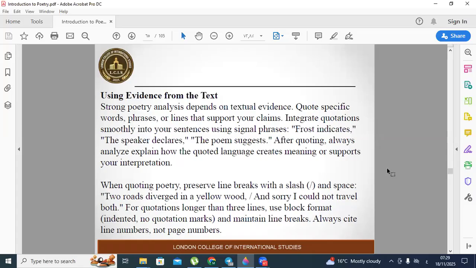When quoting poetry, preserve line breaks with a slash and space. "Two roads diverged in a yellow wood, / And sorry I could not travel both." For quotations larger than 3 lines, use block format, indented without quotation marks, maintaining line breaks. Always cite line numbers, not page numbers, because poems can be printed in different books with different pagination, but line numbers remain constant.